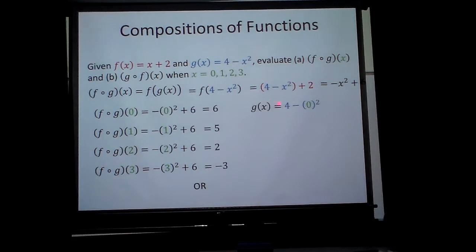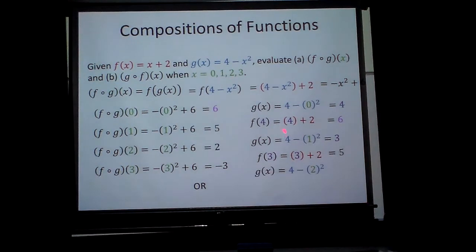Plug in the g function first, 4 minus 0 squared, which will be 0, which will be 4. And now plug 4 in that one. What's 4 plus 2? 6. Do the g function for 1. I'm going to have 4 minus 1 squared, which will be 3. Plug 3 in the x plus 2 function, which makes it 5.